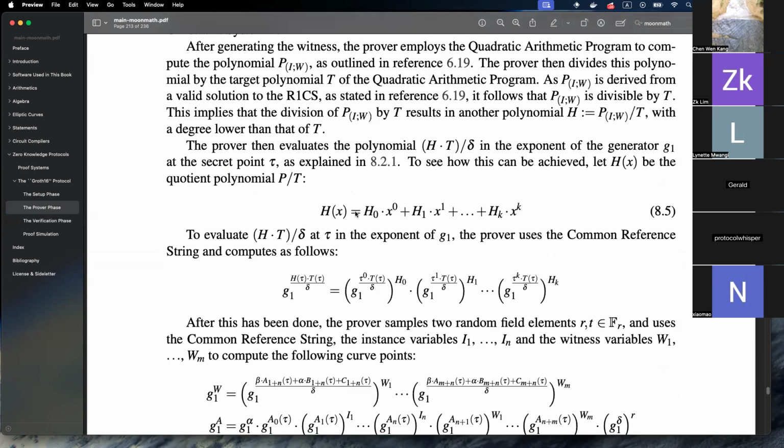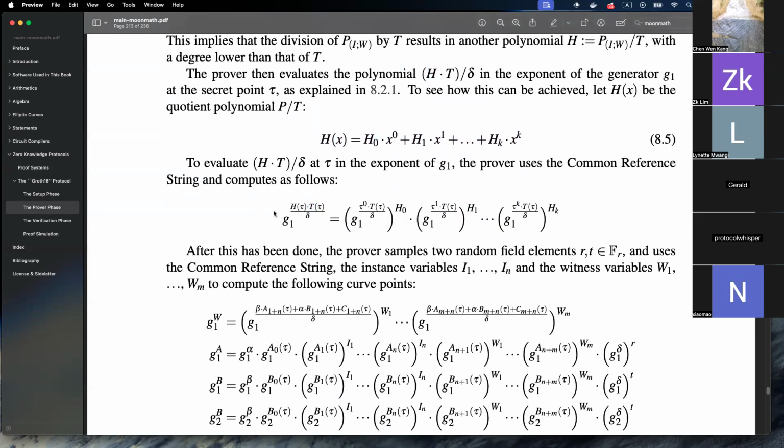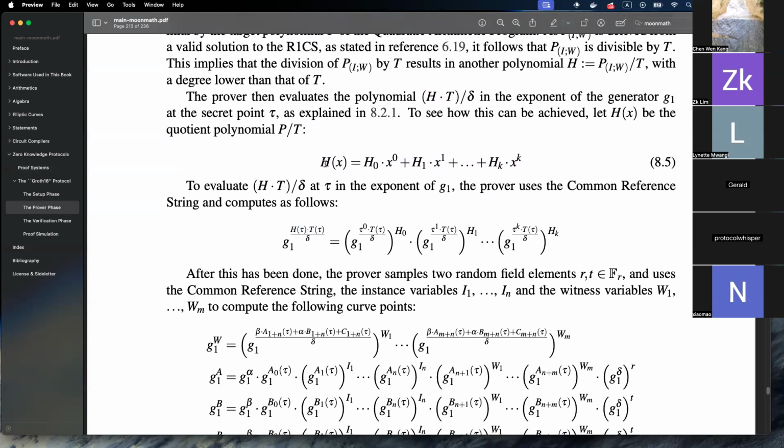There's some polynomial h that is in this form, and you want to compute h times t, where t is your target polynomial, divided by delta, and then put this as the exponent of a generator, G1. And then you can use your common reference string to compute part of this. Because you are computing this at the point of secret evaluation, you can compute this by again substituting your H0, your T0, and this is known.